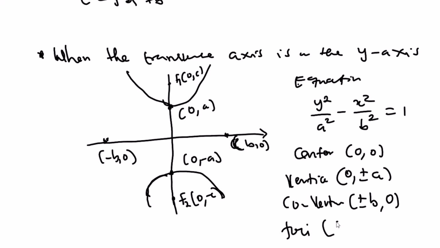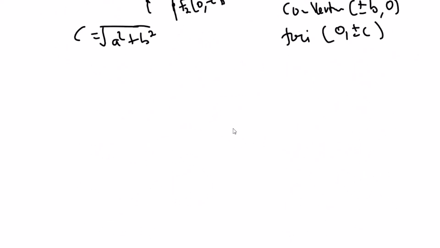It's on the y-axis, so there's 0 plus or minus what? C. So that is how it will be. Always our c will be equal to the root of a squared plus b squared. Alright, so that is that. So let's take an example. So some examples on this section.